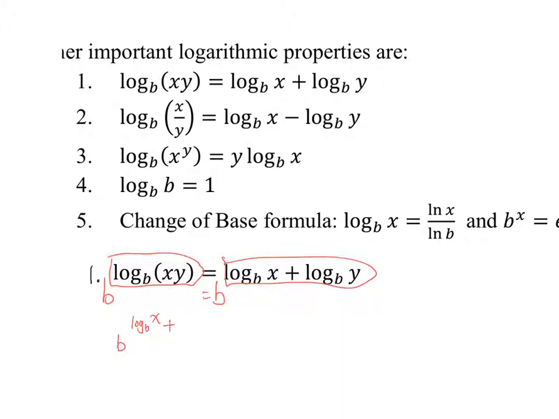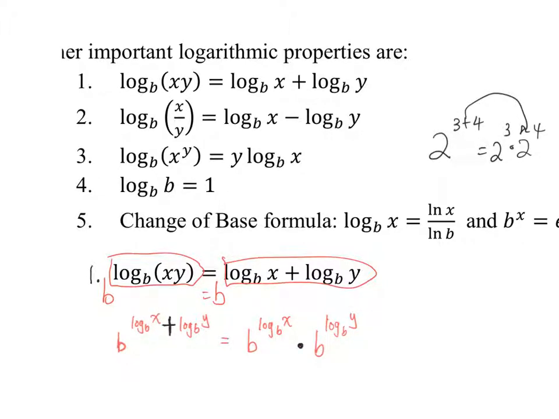with base b of x plus log with base b of y equals, according to the property of powers, this is the same as b to the log of x times b to the log of y, right? This is because this is addition and this is power, it becomes plus. It's just like 2 to the 3 plus 4 is equal to 2 to the power 3 times 2 to the power 4. That's what I'm using. This is the property I'm using. All right.